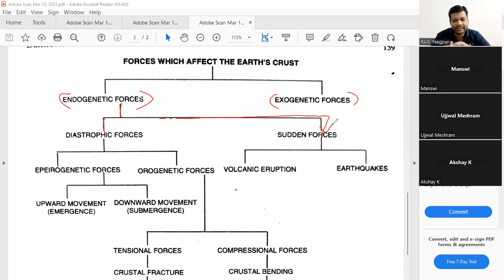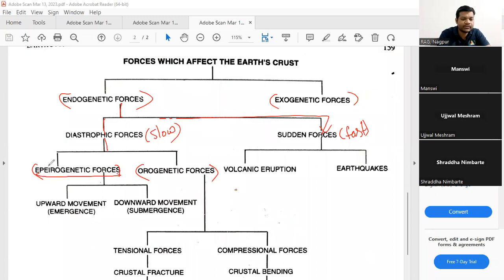Diastrophic forces are basically the slower forces, and sudden forces are faster forces. Diastrophic forces are further divided into two: epirogenic and orogenic forces. Now what are these epirogenic and orogenic forces? They are two different processes: epirogeny and orogeny.